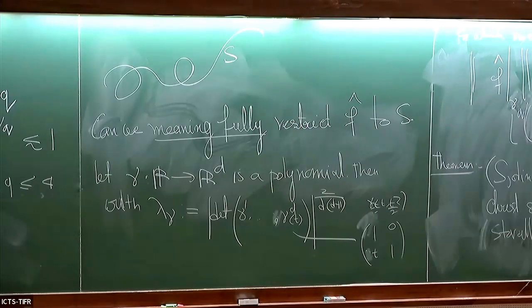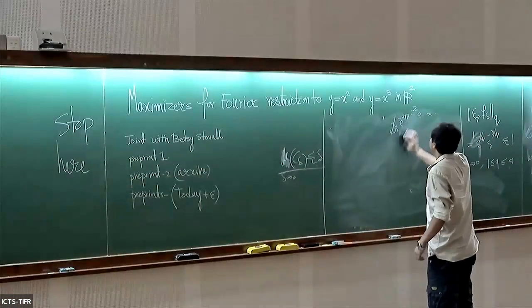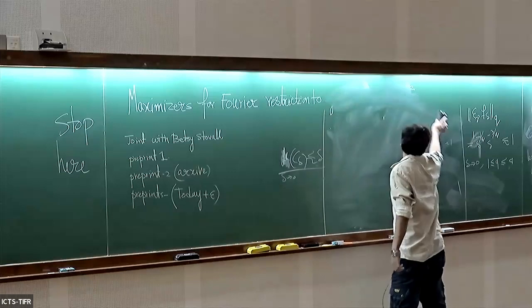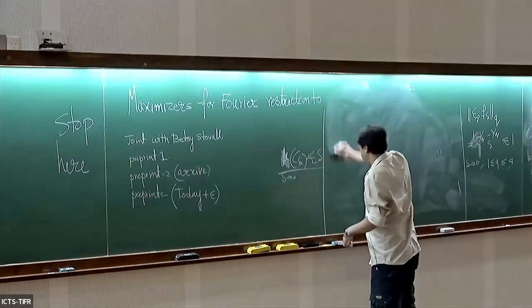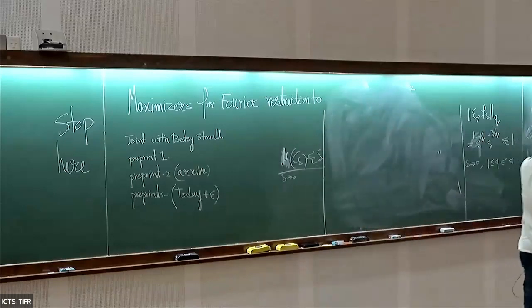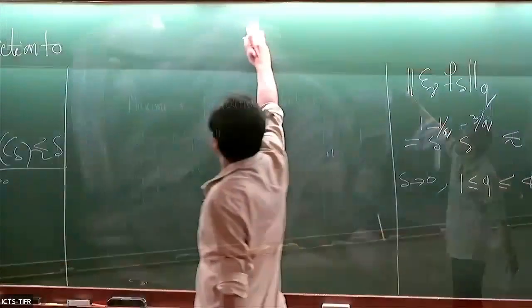Okay, perfect. Okay, so now what I'm going to discuss is this: we know that at least away from the endpoint, we have the same estimates as for the parabola or for the moment curve in higher dimensions. So the question that I want to address is, are there extremizers for this inequality?